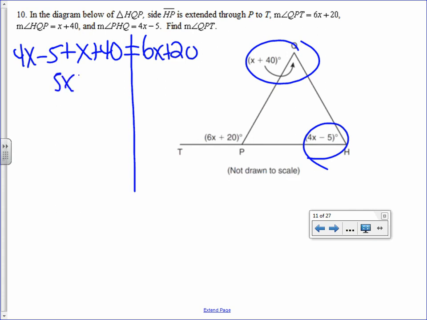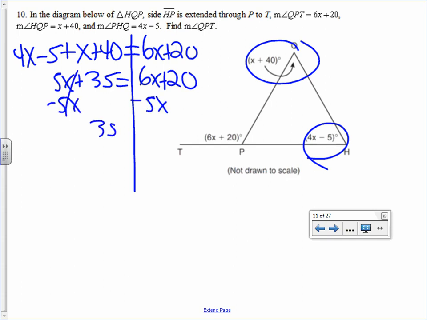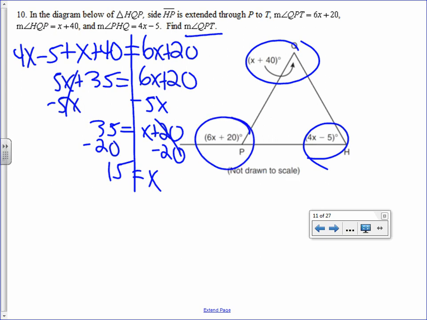We combine like terms. We bring all x's to one side. We isolate, we add or subtract first. We get x is 15. Make sure you answer the question. It's asking for QPT. Well, this is QPT. So I have to do 6 times 15 plus 20, which is 110 degrees.